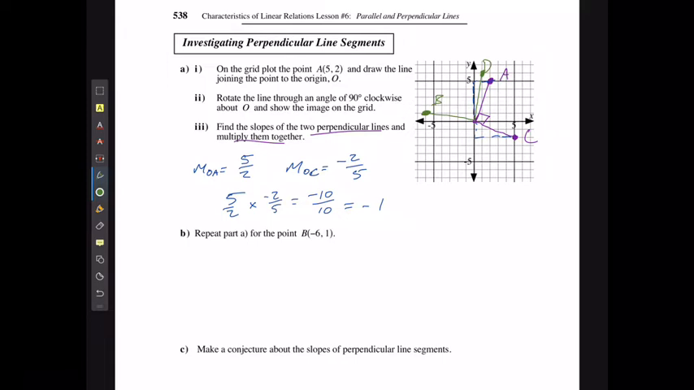The slope of the origin to B is going to be, to get to that point, I have to go down 1 and right 6. The slope of the origin to D is, I have to go up 6 and right 1. Negative 1 over 6 times 6 over 1 is going to give me negative 6 over 6, or just negative 1.